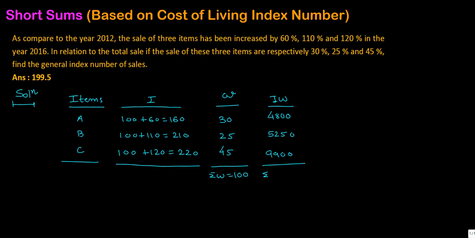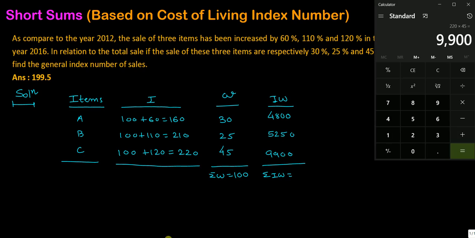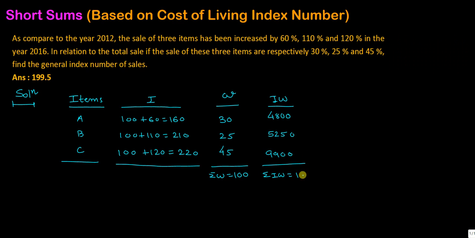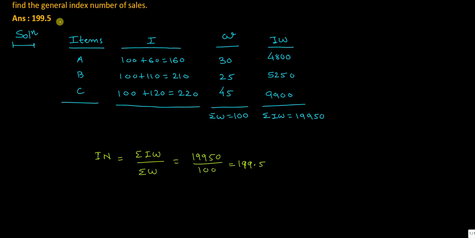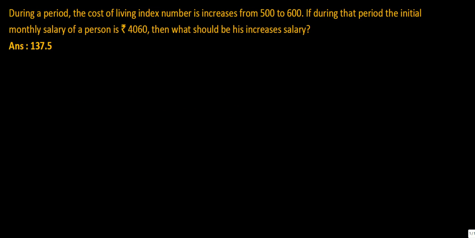Therefore, sigma IW equals 9900 plus 5250 plus 4800, which equals 19950. Okay. Now find index number. Index number equals sigma IW divided by sigma W, which is 19950 divided by 100, equal to 199.5. Okay, so this is your answer, 199.5. Second sum, during a period cost of living index number increases from 500 to 600.